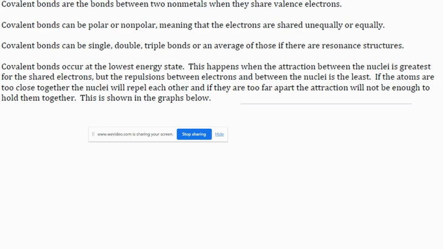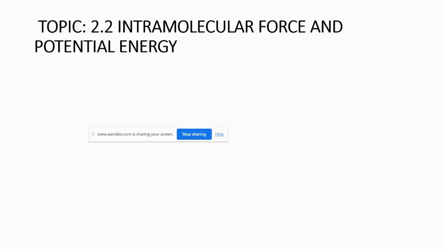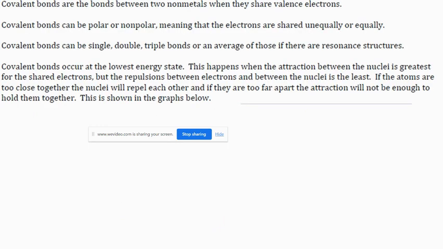So you do that for homework tonight. And now we're going to talk about intramolecular force and potential energy. Not intermolecular force, that's unit 3. This is intra. What does intra mean when you have the prefix intra? Right, it's within the molecule, within the thing, okay?